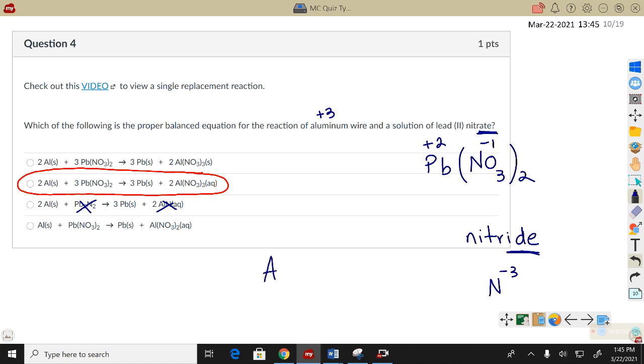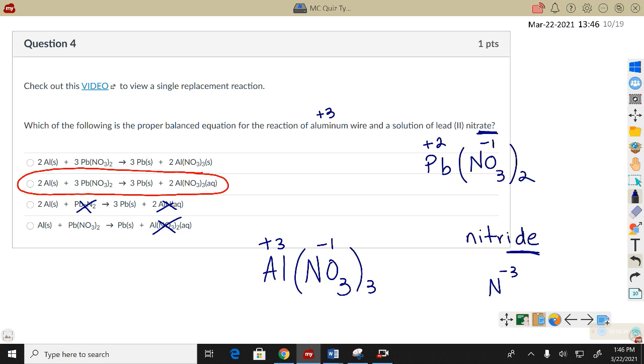So if now I have aluminum with nitrate, well, nitrate is still -1, but it's bonded to something that's +3. So my formula is going to be a little different. Not 2 nitrates, 3 nitrates, because I bonded nitrate with something new, and its charge was a little different.